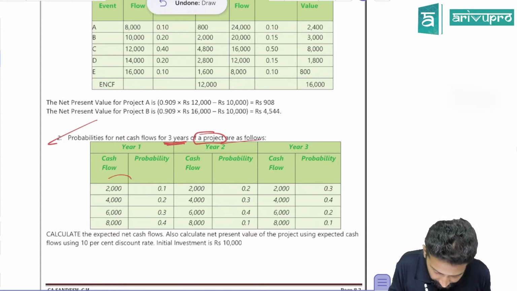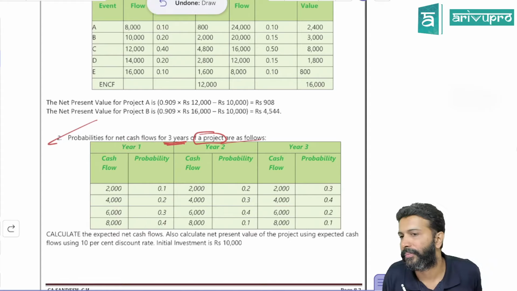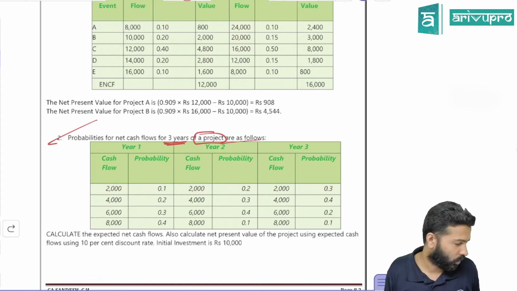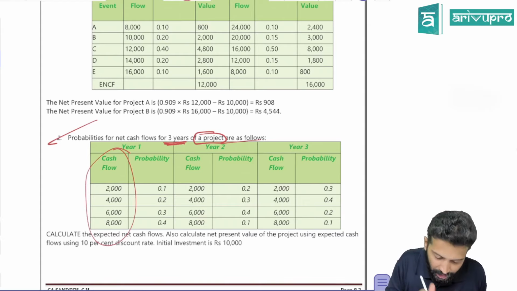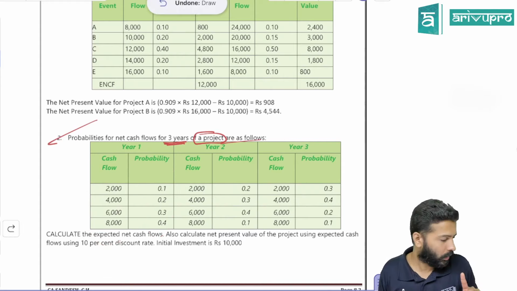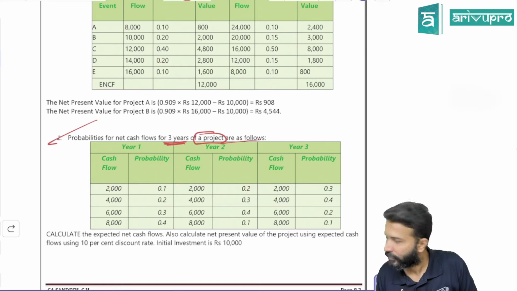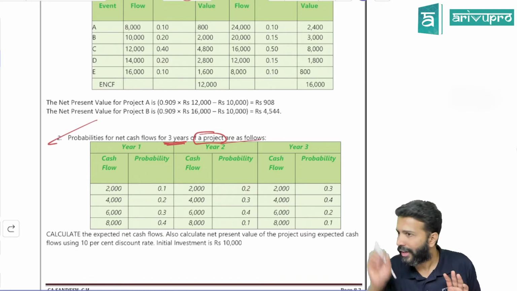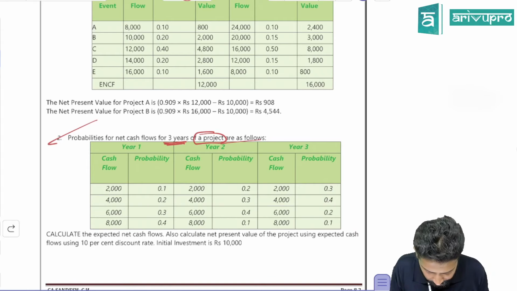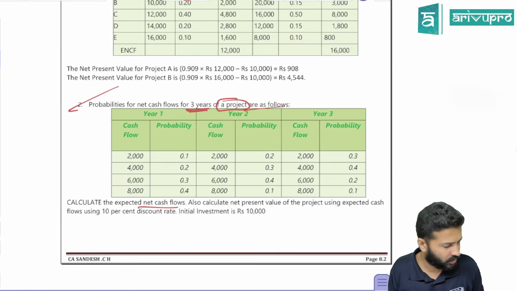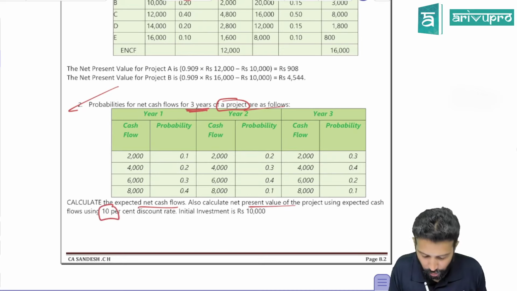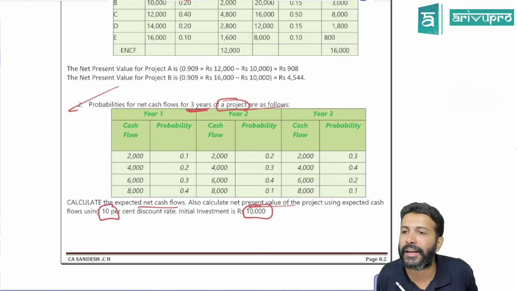For the first year, they have given cash flow and probability factor. What we need to do is find out the expected value. How do you find the expected value? Take the cash flow, multiply it by the probability factor. We do the same for year two and year three also. Take that number to find out the final NPV. They are asking for the expected net cash flow. Then calculate the expected NPV using a 10% discount rate. The initial investment is also given.